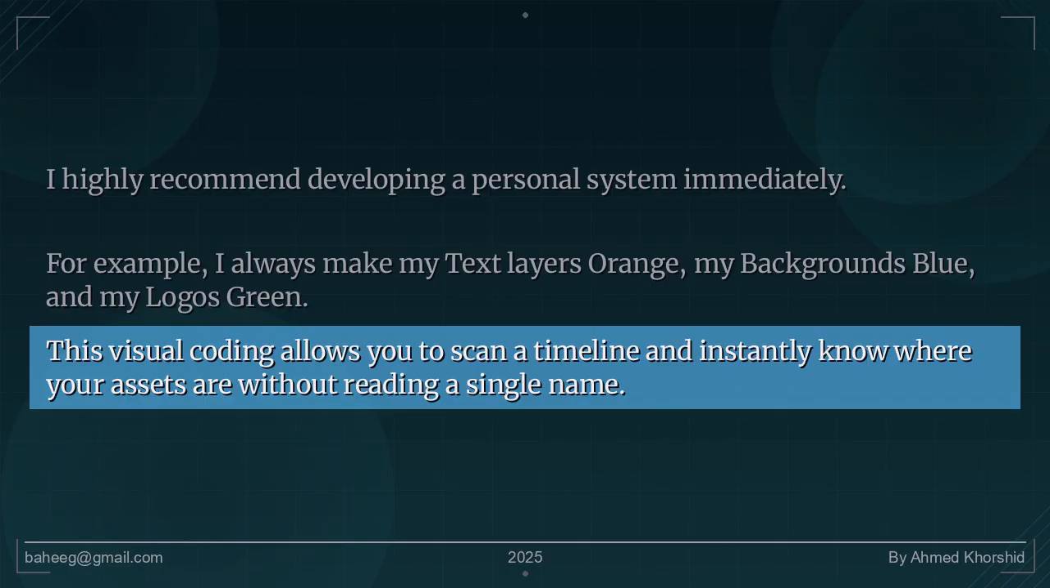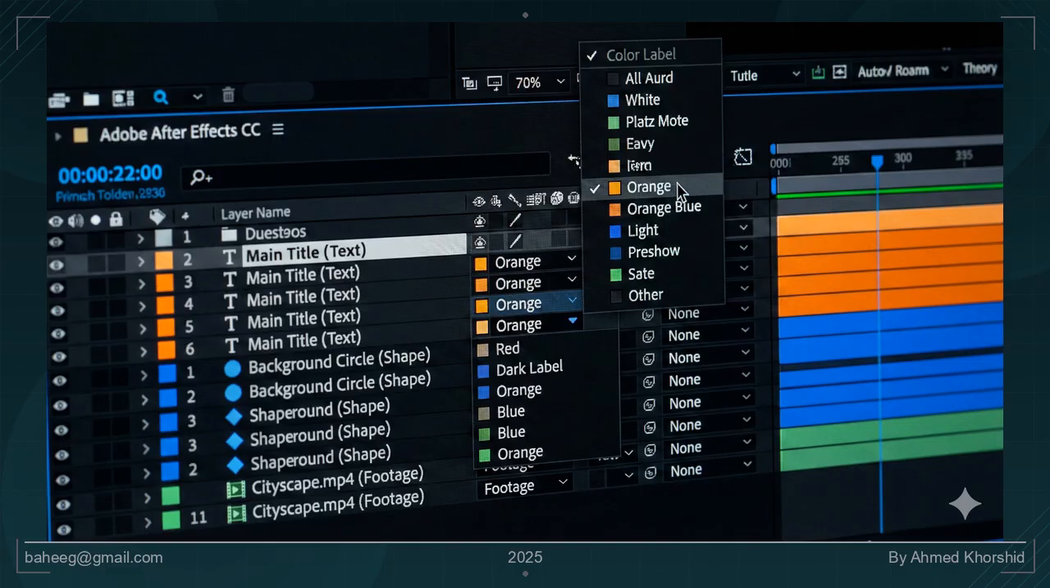Figure, close-up macro shot of the After Effects label color menu open. The mouse cursor is hovering over the orange selection. The timeline shows a distinct color-coded system. Text layers are orange, shape layers are blue, and footage is green. The image should convey organization and clarity.